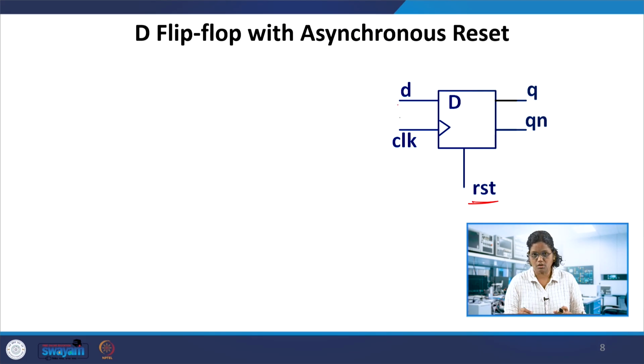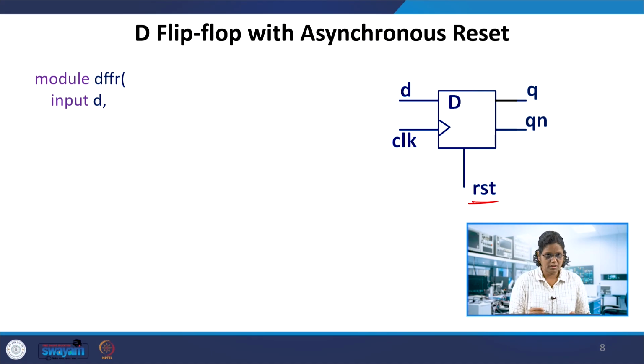Otherwise, at every edge of the clock, when reset becomes 0, this needs to be checked with the clock. The clock anyway performs like a D flip-flop: at every clock edge it samples D and passes it to Q, if reset is 0. So, D flip-flop with reset: input D, input clock, reset also an input. Now we have to add that 1-bit reset, and the outputs are Q and Qn.